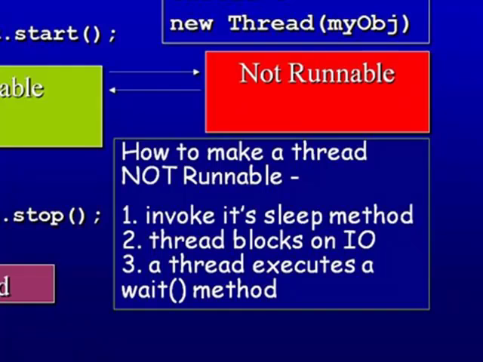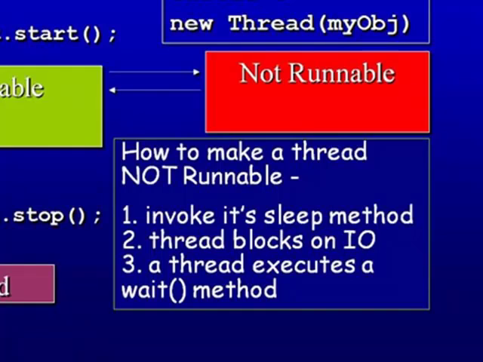The third method for making a thread not runnable is to have the thread execute a method called wait. Wait is defined as part of the class Object and is used in more advanced threading when you're trying to coordinate the activity of threads with a wait and notify mechanism. But for our purposes here, just be aware that there is a runnable state and a non-runnable state, and events conspire to move the threads back and forth between those two states.